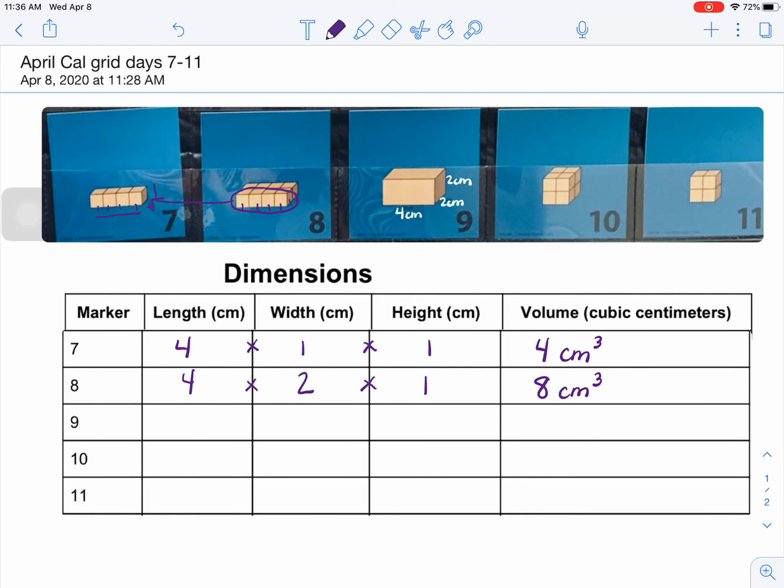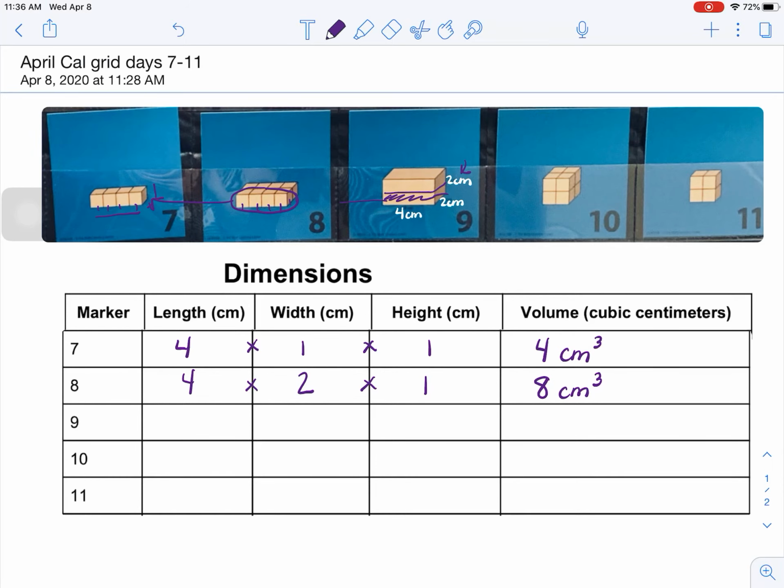I had to rewrite in the dimensions for number 9 because they were so small it was hard to see with that blue background on the cards. So it is a 4 by 2 by 2. Now they've simply changed it to not be able to see the cubes. They've given us dimensions. If I were to imagine cutting this, this tells me right here it's 2 layers tall.